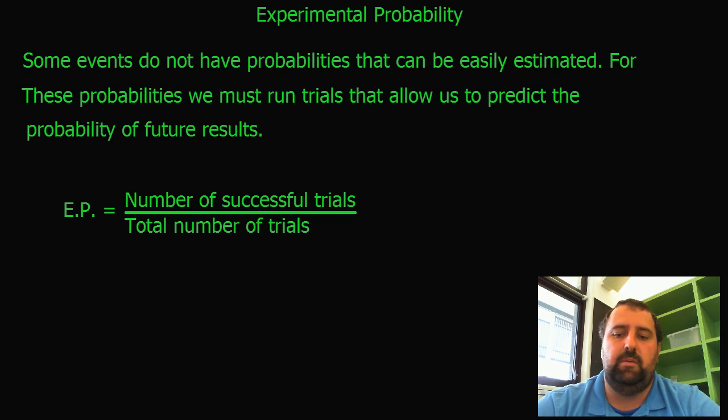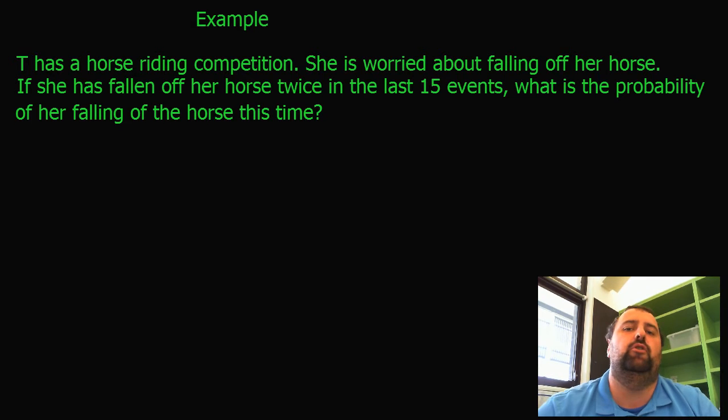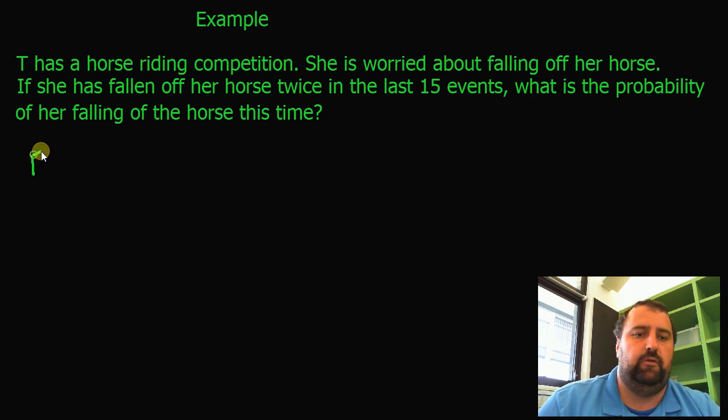Okay. Let's look at a proper example. T's going in a horse riding competition and she's worried about falling off her horse. She has fallen off her horse twice in the last 15 competitions that she's been in. What's the probability of falling off the horse this time? So for this, experimental probability is the number of successful trials over our total number of trials.